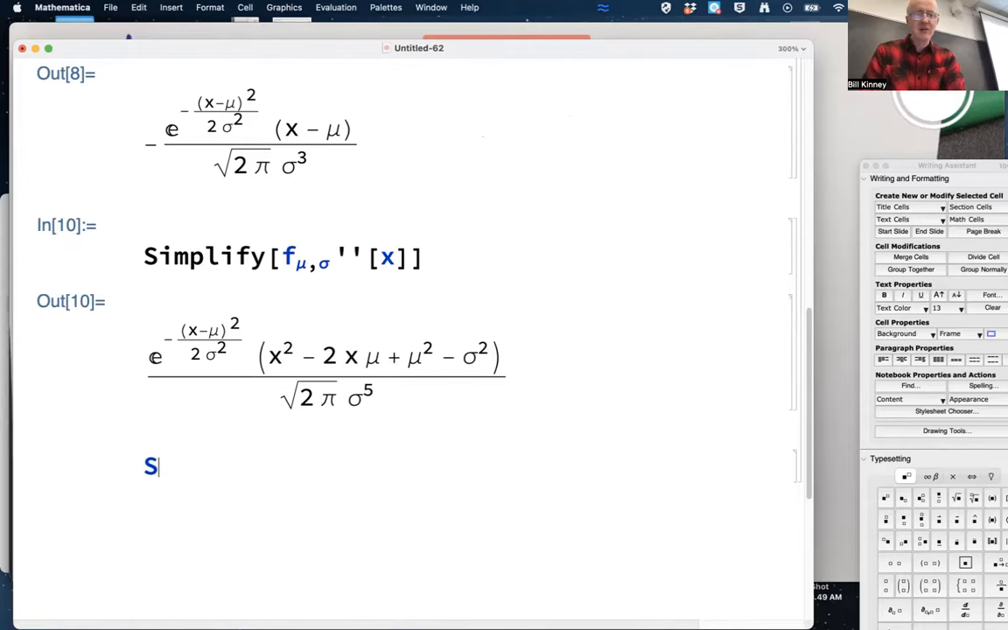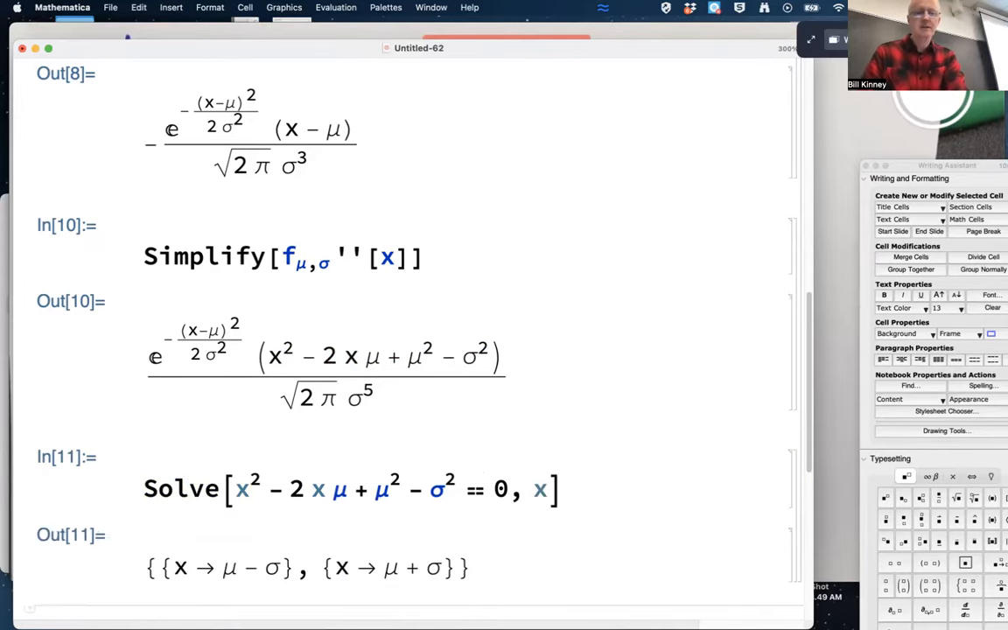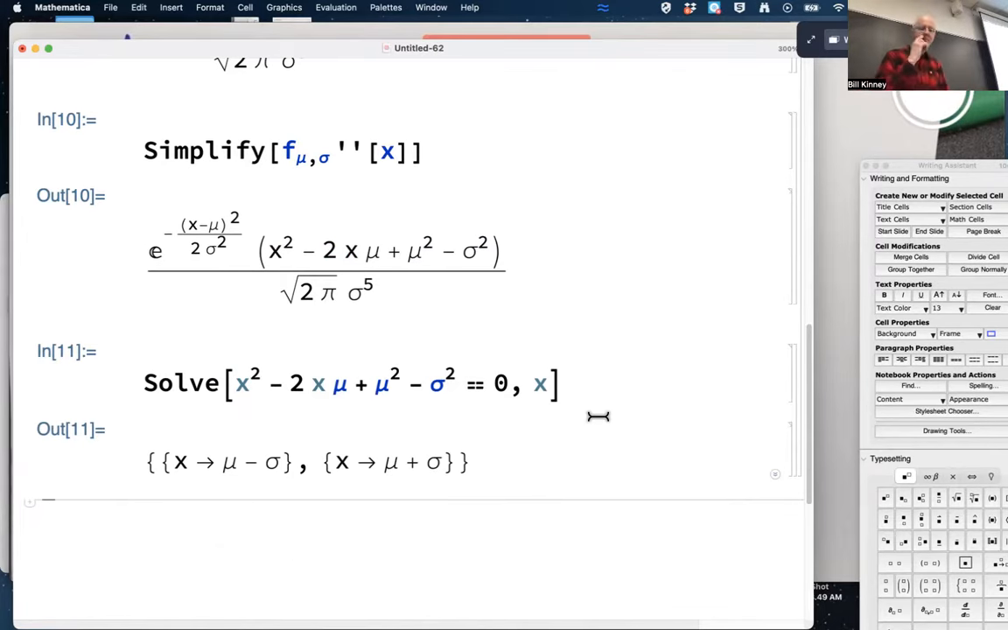Will Mathematica solve it as well? I believe so. If I just copy and paste this down here, set it equal to 0 with double equal signs. You've got to use double equal signs when you use Solve. Solve for x in square brackets. Yeah, x is mu plus or minus sigma. The inflection points are sigma units away from mu.